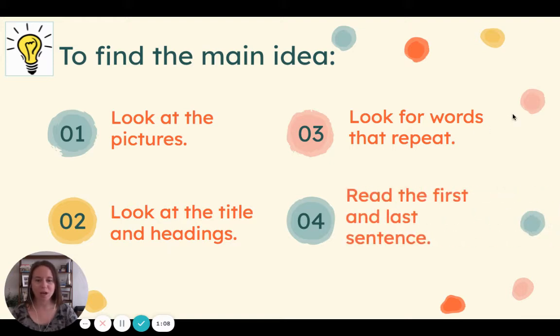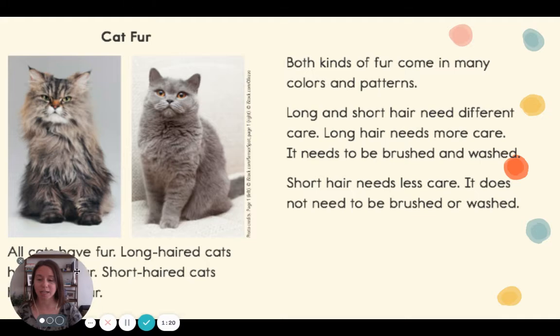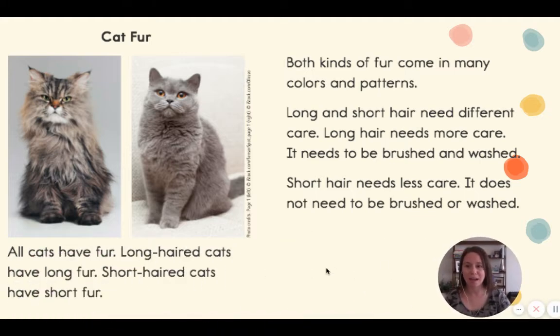And finally, you can also read the first and last sentence of a text to help you find the main idea. Here's an example of how I do all of those things with this text. This text is called Cat Fur. It's just a short article that I'm going to read, and I'll show you how I use all those clues to help me.